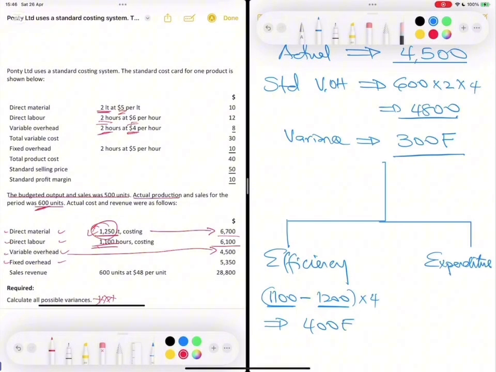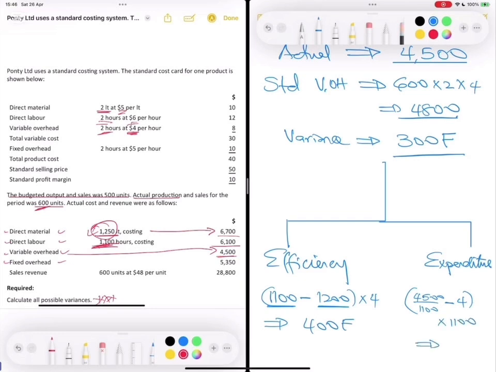And expenditure, probably the easiest one, is about the rate, about the price. Did we pay more than the plan for the actual number of hours worked, for the actual activity? So how much did we pay? What's our variable rate? That's 4,500 over 1,100. That gives us the actual rate that we paid, minus the plan, which is $4, what we should have paid for the hours they worked. So multiply by 1,100.